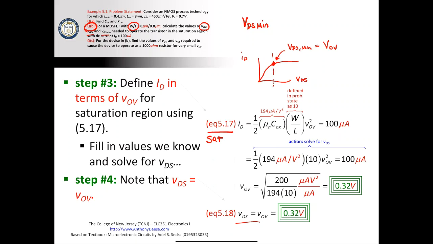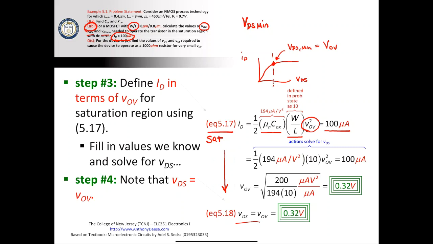We had shown this before. We are going to set it equal to 100 microamps because that value is given to us up here. We know what the device transconductance parameter is. We know what the aspect ratio is. And now all we have to do is just flip this around and solve for VOV squared, which is what we do moving down to the bottom. So we end up with a value of VOV, which is 0.32 volts.